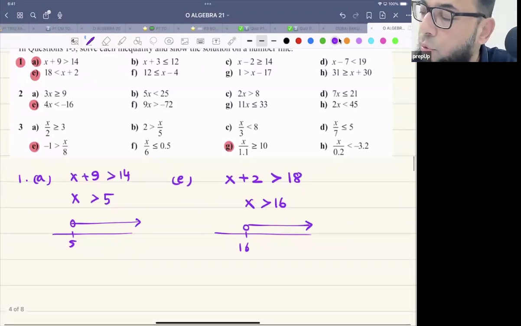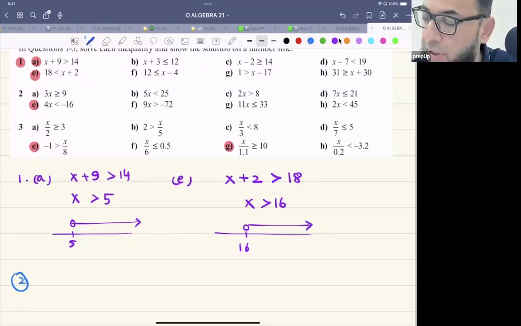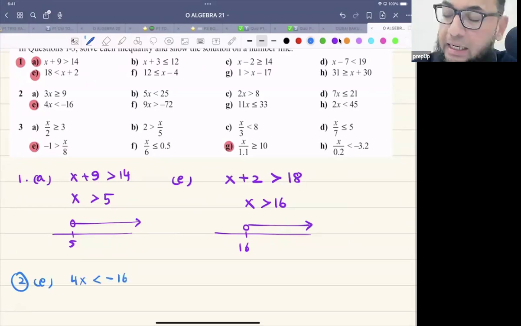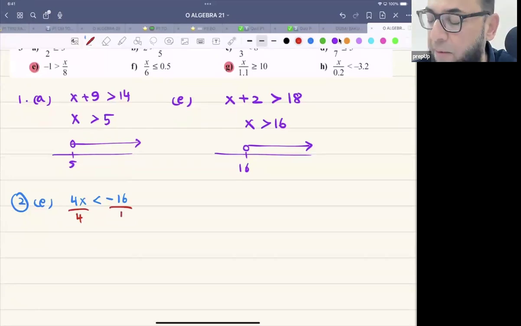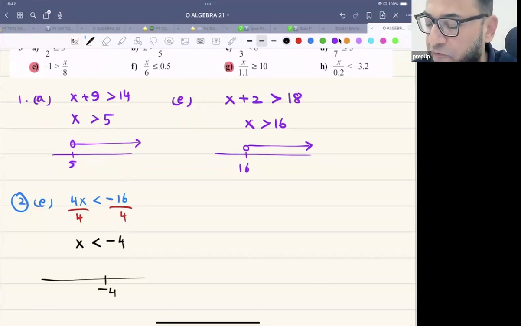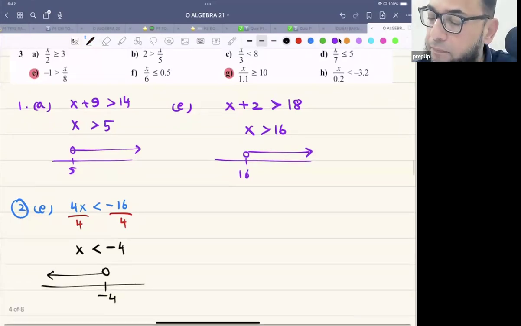What about question number 2, part E? It says 4x is lesser than negative 16. Now the coefficient of x is positive, so it doesn't make a difference. The inequality won't flip. So therefore, I'll write x is lesser than minus 4. Therefore, this is negative 4. x is lesser than negative 4.